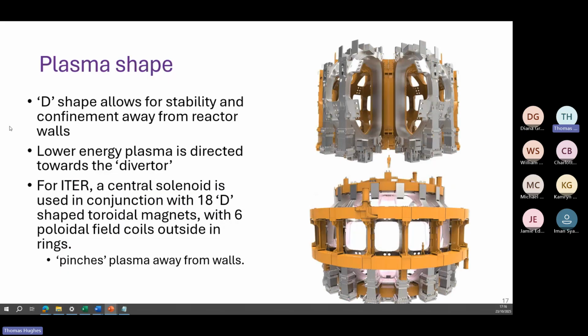So this is an example of the actual magnets in all their glory. You've got your D-shaped toroidal ones at the top, and your cross-shaped ones, the poloidal ones, on the bottom, or on the outside. It generally keeps the plasma away from the wall, so you don't melt your reactor, which would be quite bad, and gets it in the right shape for you to carry on doing stuff. And generally, lower energy plasma will be directed towards the diverter so it can be extracted and then hopefully put back into service.